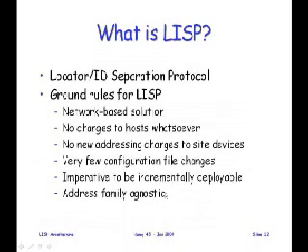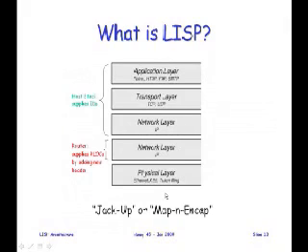No new addressing changes to site devices. Very few configuration file changes. We found that you didn't have to change any configuration files in existing boxes, but you do have to configure LISP on the CPE routers. That's probably obvious. And it's imperative that this thing be incrementally deployable. And it must and does work for IPv6 or IPv4. So we can do all combinations of IPv4 EIDs over IPv6 locators and vice versa.